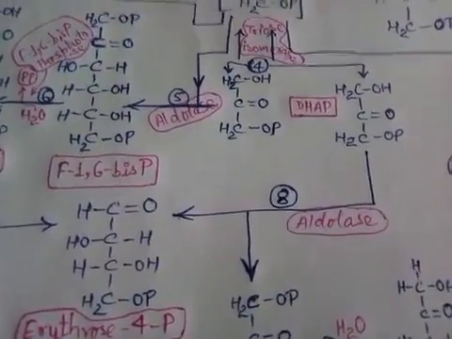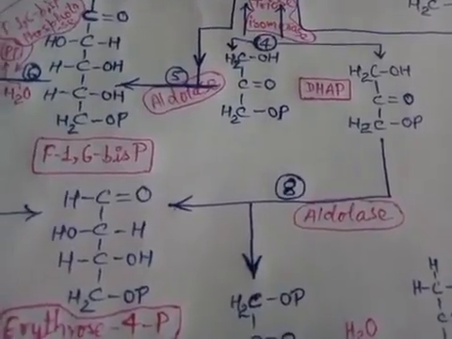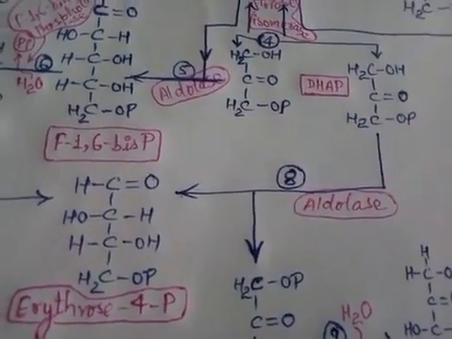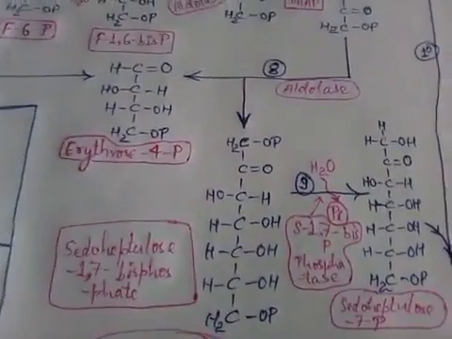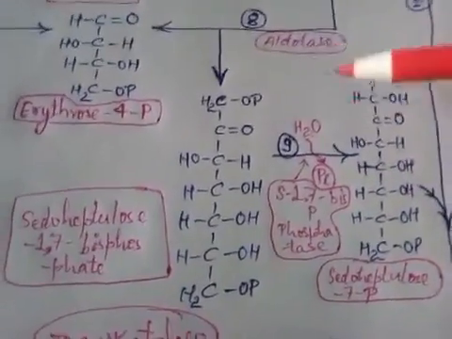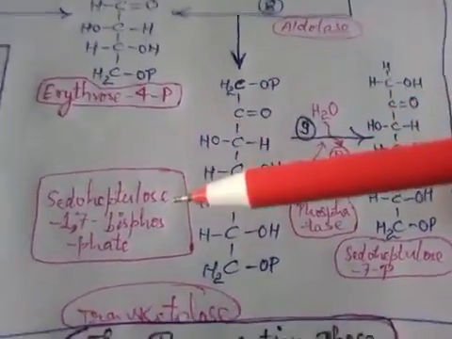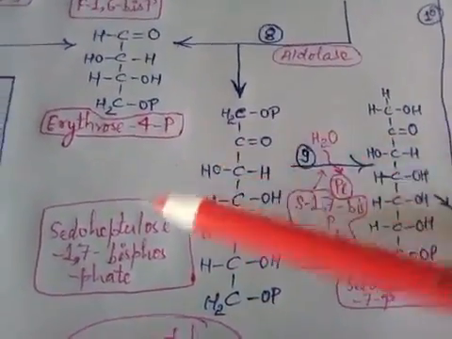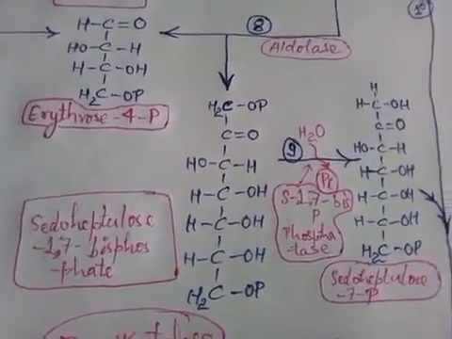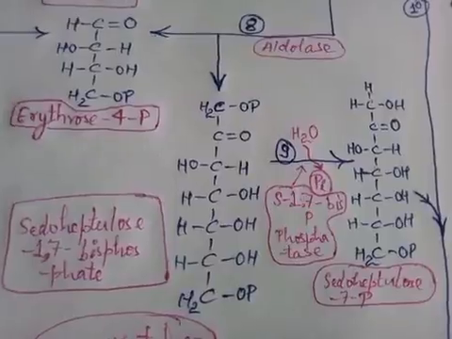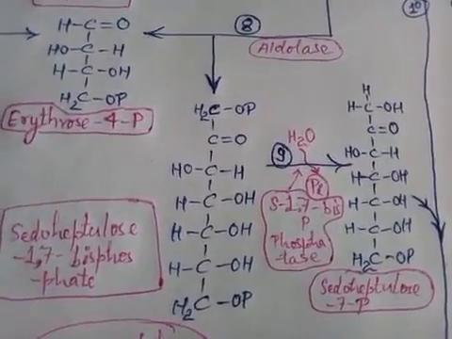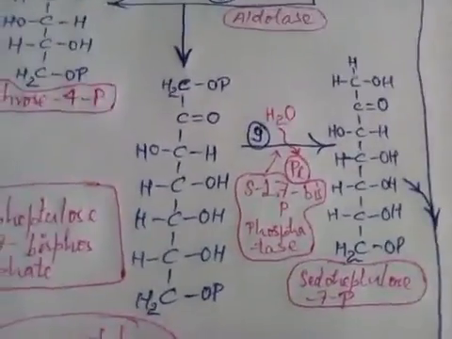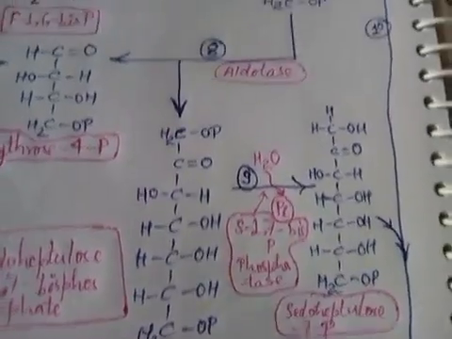The second molecule of dihydroxyacetone phosphate is now combined with erythrose 4-phosphate in the presence of the enzyme aldolase, and they form a 7-carbon molecule, that is pseudoheptulose 1,7-bisphosphate. Further, this pseudoheptulose 1,7-bisphosphate, in the presence of the enzyme pseudoheptulose 1,7-bisphosphate phosphatase, is converted into pseudoheptulose 7-phosphate.